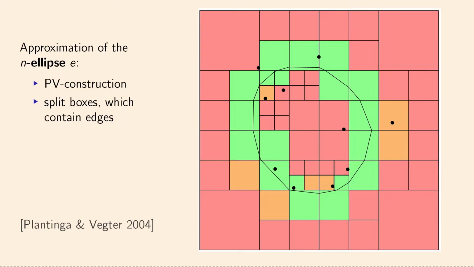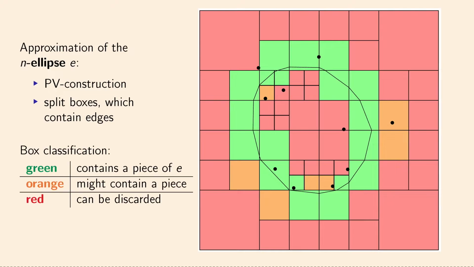Our box approximation algorithm is mainly based on the PV construction by Plantinga and Vegter, but it needs some special care if the ellipse passes through a cluster point. Our predicates classify boxes into 3 types: boxes which definitely contain a piece of the ellipse, shown in green, boxes which might contain a piece of the ellipse, shown in orange, and boxes which surely do not contain a piece and can safely be discarded, shown in red.